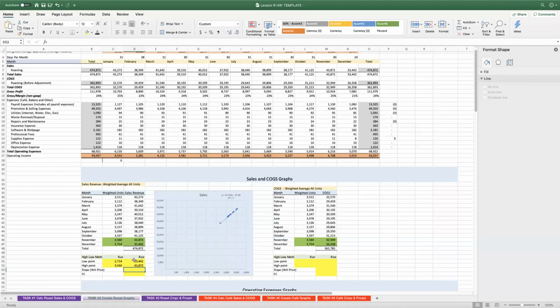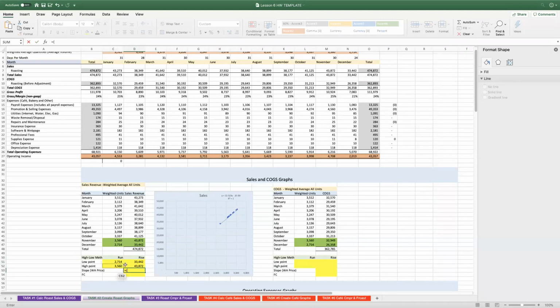So the slope is going to be the difference between these two, the rise, over the difference between these two. So you go equals. Divide. All right, no surprise, because it's perfectly linear, you're going to get the same answer. So the slope is 12.323, which is the price, the average price.